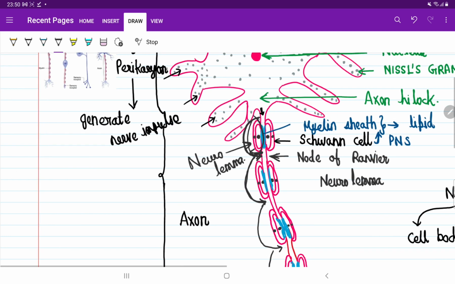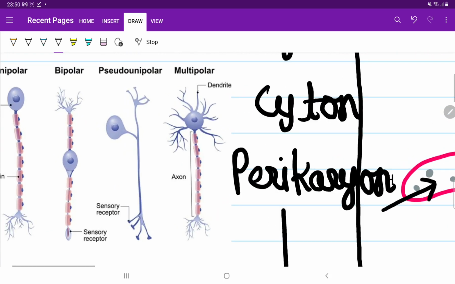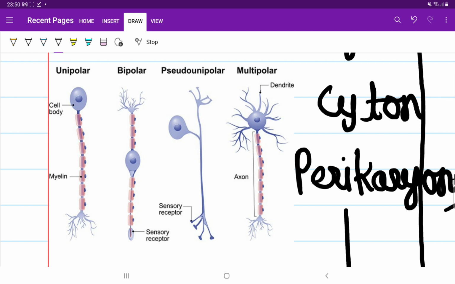Okay. Now neurons have four types. The first one is called the unipolar neuron. The unipolar neuron is present in the embryonic stage of humans. In this unipolar neuron, there is no dendron, only an axon. Because it has only one process starting from the cell body, that is the axon, you call it a unipolar neuron.